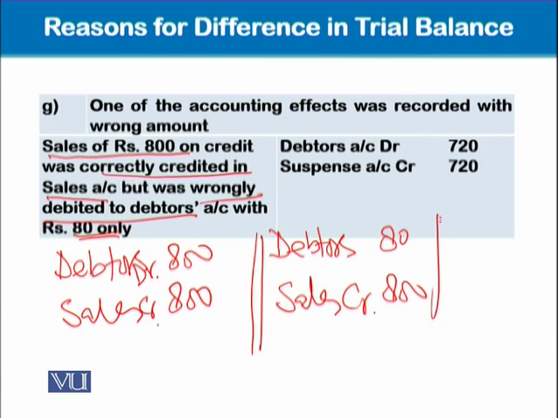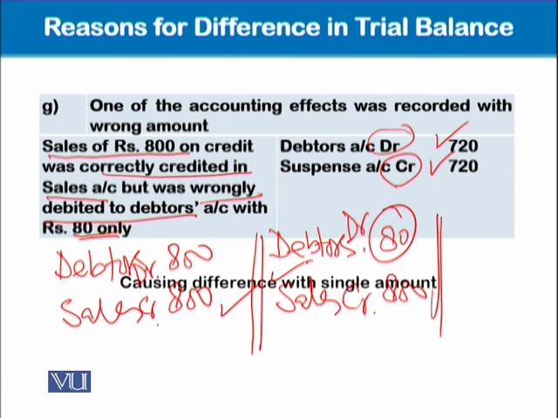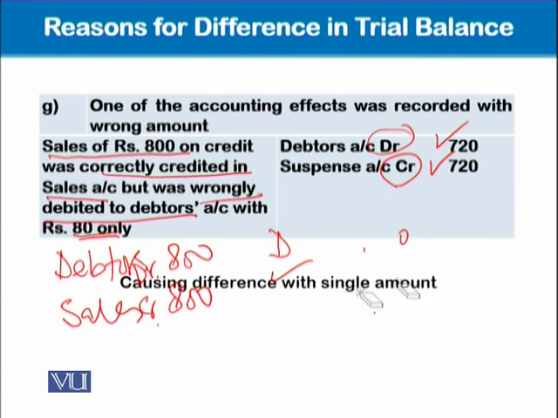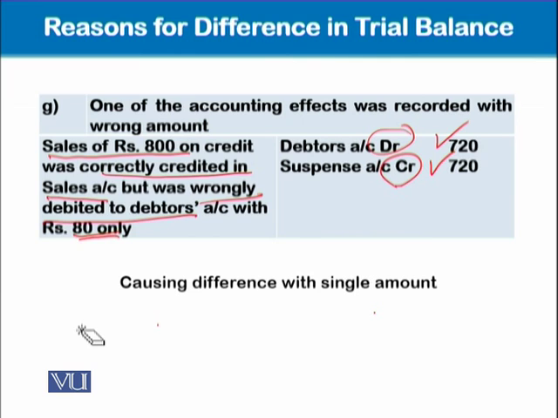So in order to rectify, since this has already been debited with 80, 720 is the amount less debited in the debtors account. So we will give debit of 720 to the debtors with a credit to the suspense account of 720, because all other effects were correct. This is causing a difference with a single amount. We don't need to double the amount. So remember all these things.